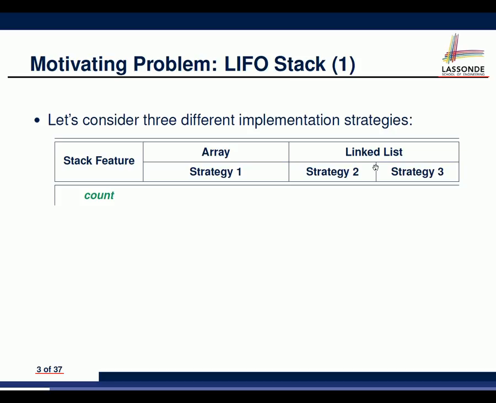The array and linked list have different features that are supported. How do you implement a count? Well, that one is trivial. Just say implementation count. Okay. So now the imp over here can either be an array or it can be a linked list.